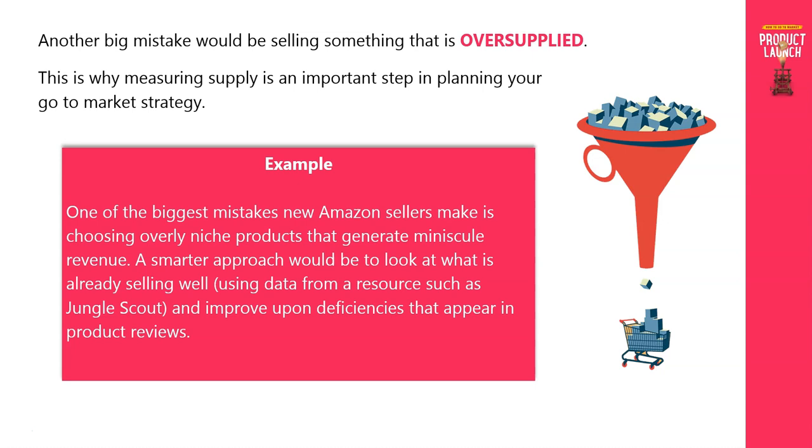Example. One of the biggest mistakes new Amazon sellers make is choosing overly niche products that generate minuscule revenue. A smarter approach would be to look at what is already selling well, using data from a resource such as Jungle Scout, and improve upon deficiencies that appear in product reviews.